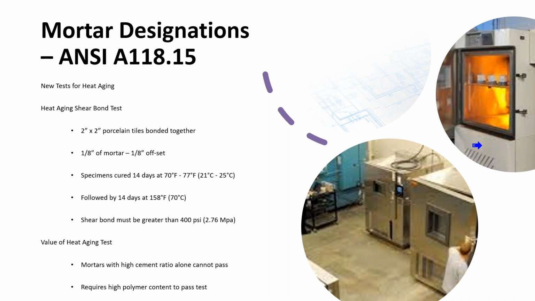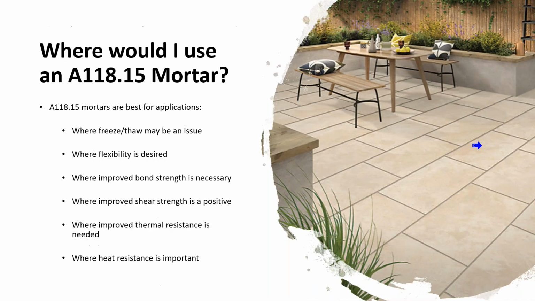That's exceptionally high. So the one value of heat aging is you can't do it just by increasing the cement content in the mortar. You have to do it also with premium quality polymers and things that will allow the shear test to get that type of strength, as well as deal with these temperatures. It requires a high polymer content and a better quality cement to achieve 118.15.